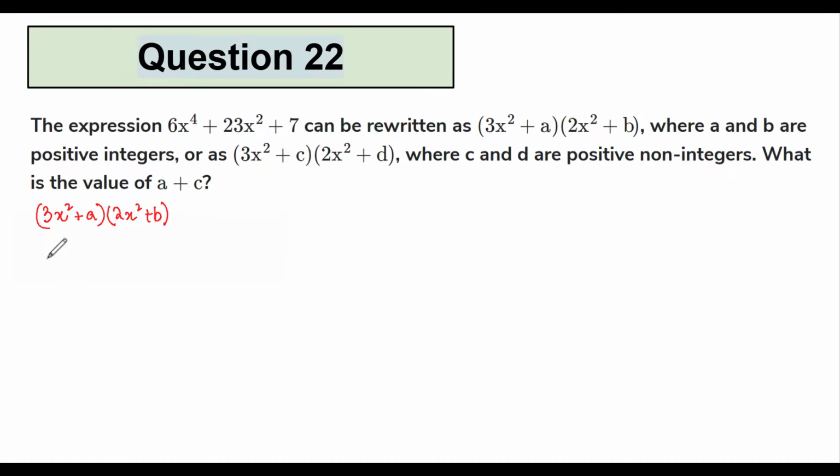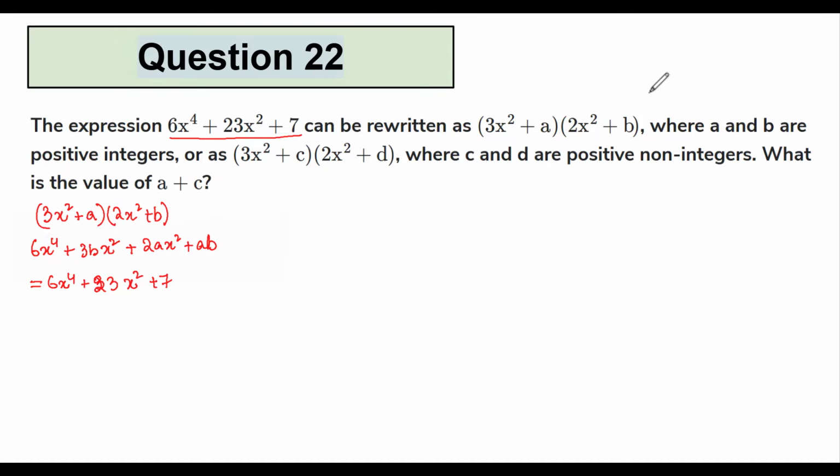And I would multiply. Okay, 3x squared. Let me just multiply directly. 3x squared times 2x squared is 6x to the power 4, plus 3x squared times b is 3b x squared. Then a times 2x squared is 2a x squared, plus a times b, which is ab. Now I will compare it to 6x to the power 4 plus 23x squared plus 7.